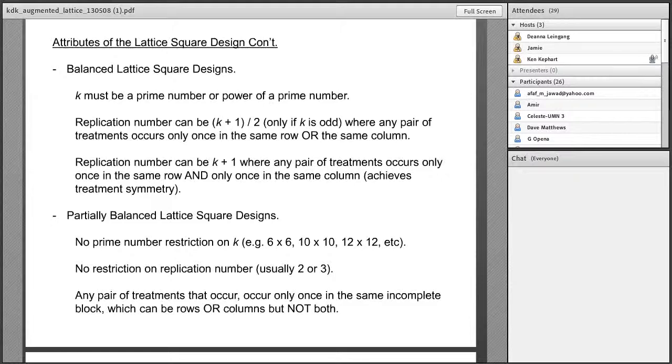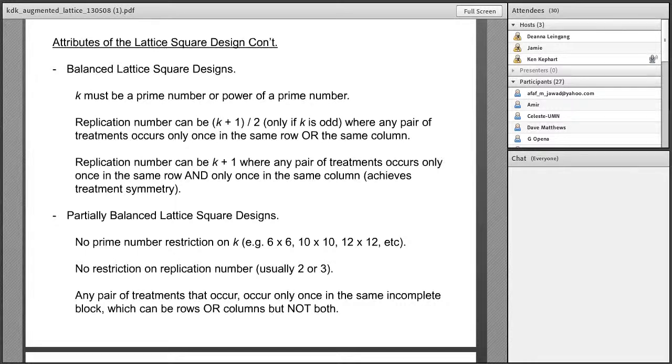And so in this particular case, if you're striving to develop a balanced lattice square design, K can be equal to 3, it can be equal to 4, it can be equal to 5, it can be equal to 7, it can be equal to 8, but it cannot be equal to the number 6. Obviously, the number 4 is 2 squared. K being 8 would be 2 cubed. But 6 is not a prime number, and it's not the power of a prime number. And so from the definition of a balanced lattice, you could not have 6 by 6 designs.